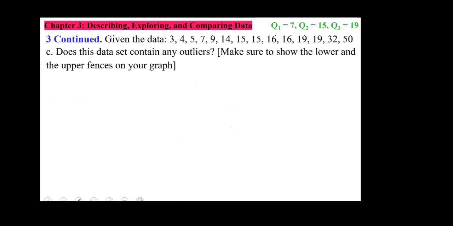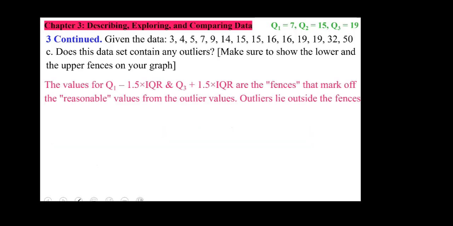Do we have any outliers? As you can see, the meaning of an outlier is very simple. Something which is out there, it is way off. But what does it mean it's way off? As far as math is concerned, we come up with formulas. The formulas are as follows.